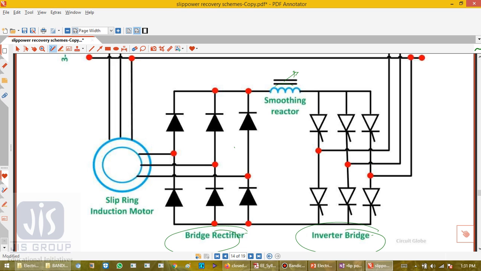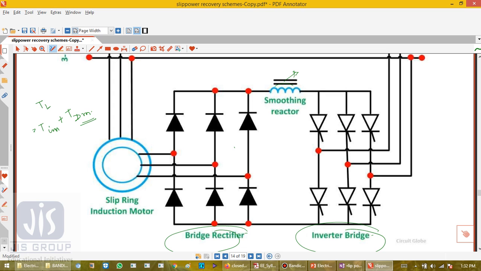Okay, so we can say that rotor slip power is converted into DC in the diode bridge, and this DC power is now fed to the DC motor, which is mechanically coupled with induction motor, and torque supplied to the load is the sum of torque produced by the induction and DC motor. So which is the load torque? It is the sum of torque produced by induction motor plus torque of DC motor. Speed control is obtained by controlling the field current of the DC motor.